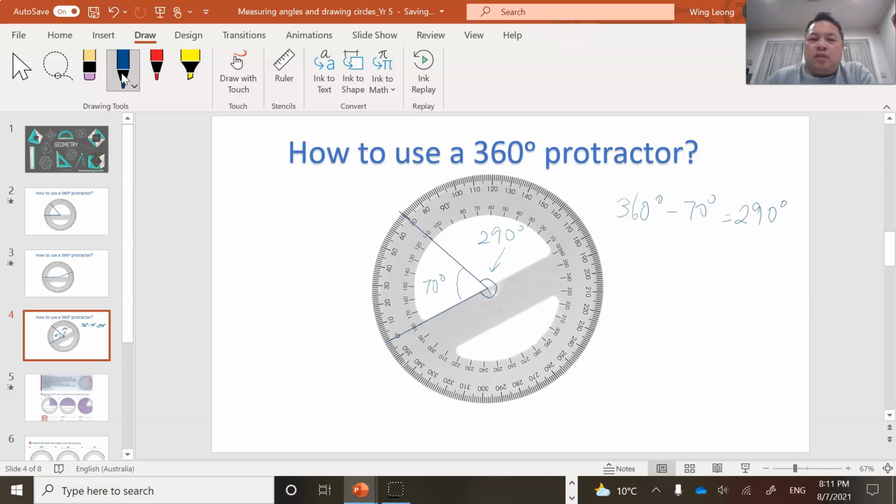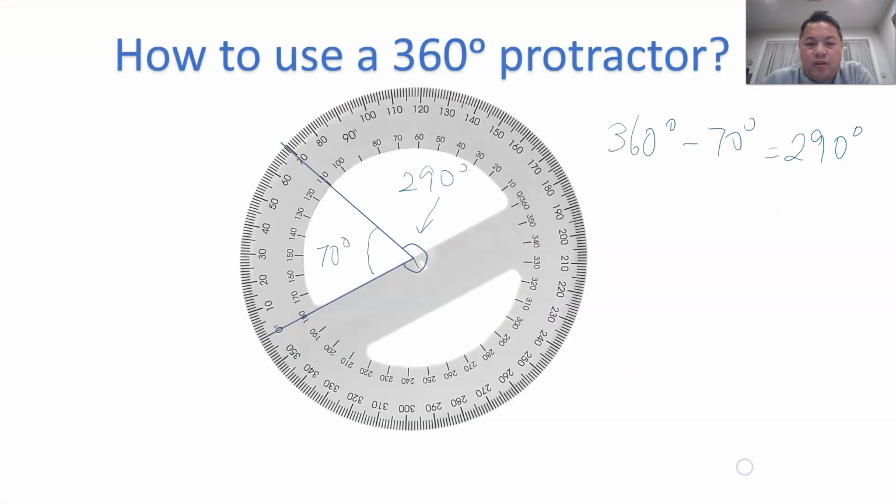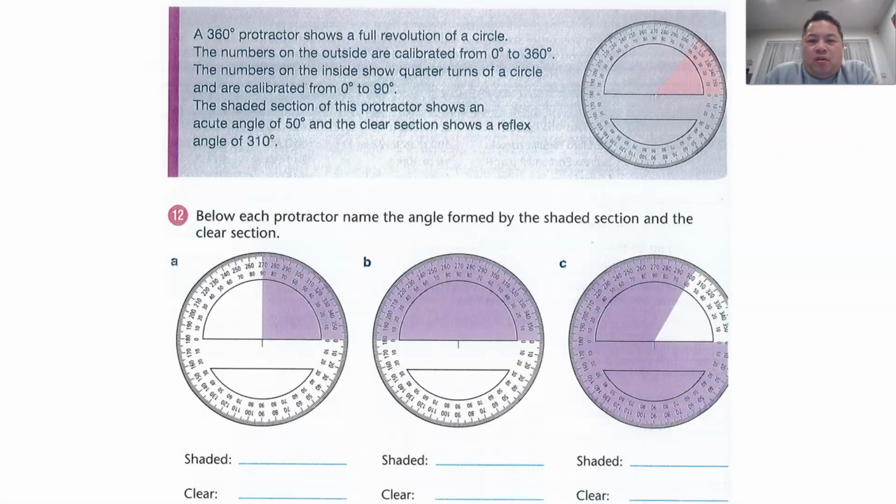Is that all right? So that's how you go about using a 360 protractor. Okay, moving on. In your student book, you're supposed to find angles. You do not need a protractor to do so. You're just required to read the angles using the 360 degrees protractor. Bear in mind there are two pieces of information that you need to read. First is the shaded part, which is this part here. What's the angle for the shaded part? And then the clear part will be this angle here, from here to here.